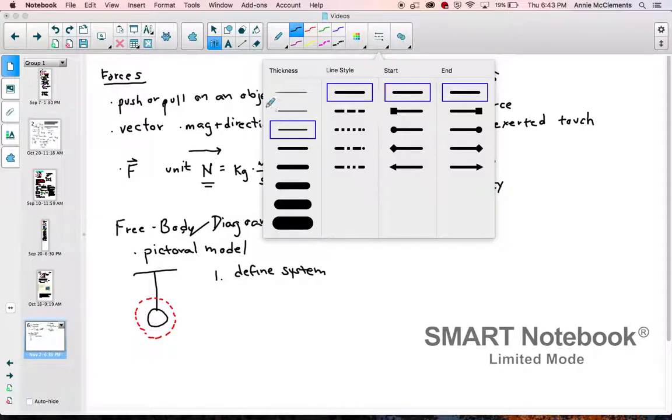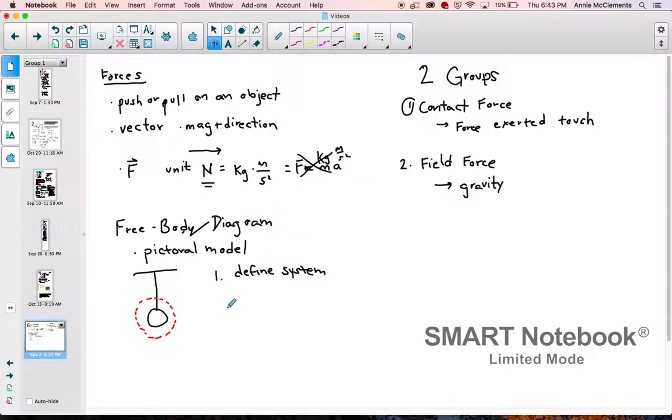And then next I'm going to want to figure out what contact forces are acting on the ball. The big one is the rope, so there's going to be some force of the rope. And then I'm going to want to think about field forces, and because this is presumably happening on Earth, we're going to have some force of gravity.